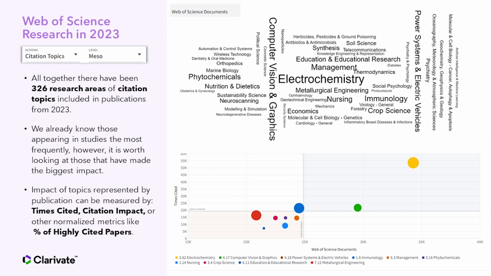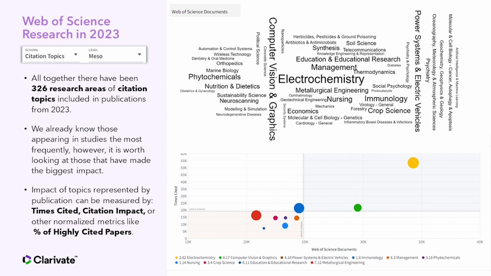So you can have a look at the volume, right? So you have a scatter chart here. If we look at this scatter chart, we have access to the Web of Science documents. These are the number of publications, then the number of citations cumulated by each topic, and the size of the bubble or the circle is the percentage of highly cited papers.